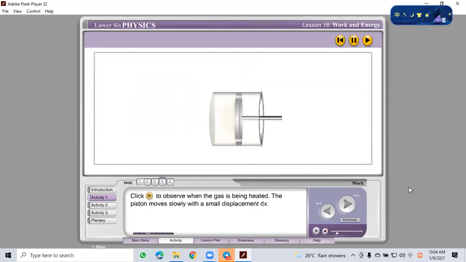Click the play button to observe when the gas is being heated. The piston moves slowly with a small displacement dx. Observe that when I click the play button, the heat is supplied to the gas. The gas absorbs heat and it will expand.